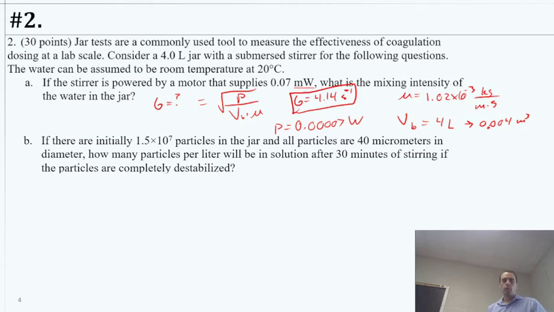Okay, so part B was kind of a little bit more challenging, a little more involved. Here we have these particles with an initial amount of 1.5 times 10 to the 7th particles in the jar. They are 40 micrometers in diameter. The question is, how many particles per liter will be in solution after 30 minutes of stirring if the particles are completely destabilized? So we've got this flocculation reaction. Particles are completely destabilized. So we know that alpha is 1.